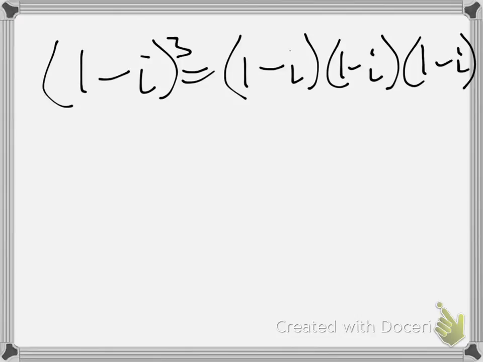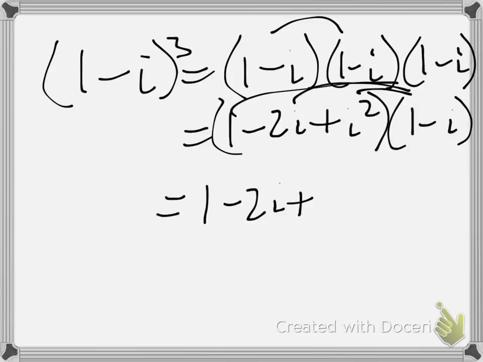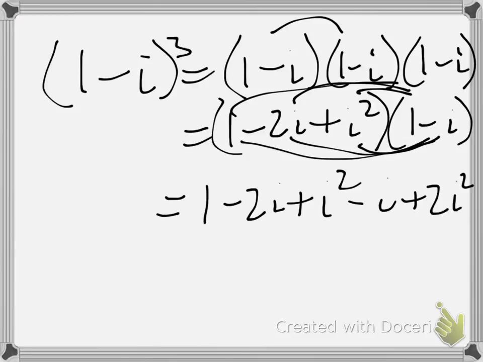So then you would just have to do the distributive property twice, okay? And you probably will get some i to the third. So, for example, if you did these two, you would get 1 minus 2i plus i squared times 1 minus i. Then you would take the 1 and distribute it through, so 1 minus 2i plus i squared, and then take the negative i and multiply that through. So you'd get minus i plus 2i squared, and then minus i to the third.